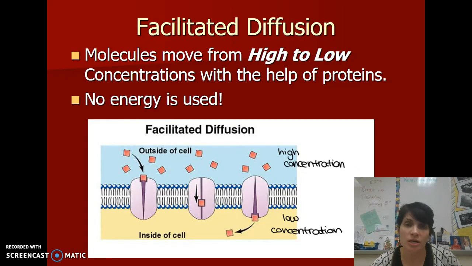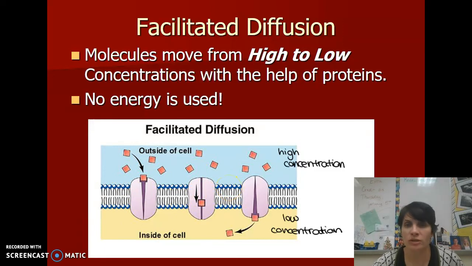The last thing we're going to talk about is facilitated diffusion. Facilitated diffusion is diffusion, but it's helped. So in this case, on your papers, I have the same picture there. Area of high concentration to area of low. These big pillow-looking things are proteins. They're protein channels or protein doors. You can think of them like that. And the molecule that actually moves by facilitated diffusion is glucose.